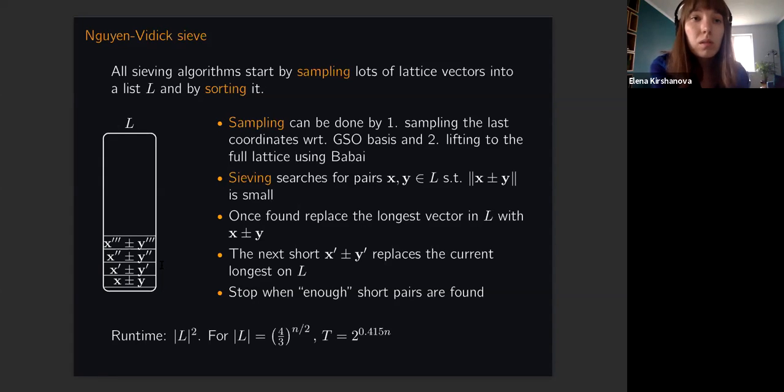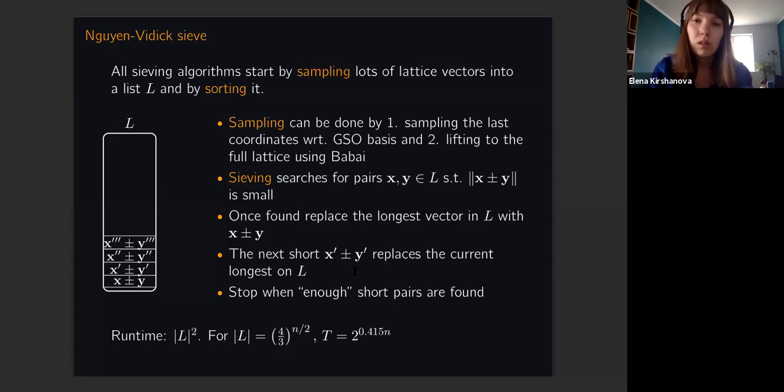And if you start to actually run this algorithm, you will see that you would need that many vectors in your database. And this is actually quite accurate. So if you run it for large enough dimension, you will actually see that the asymptotics in terms of memory are quite correct, and the running time will be the square of the list size.